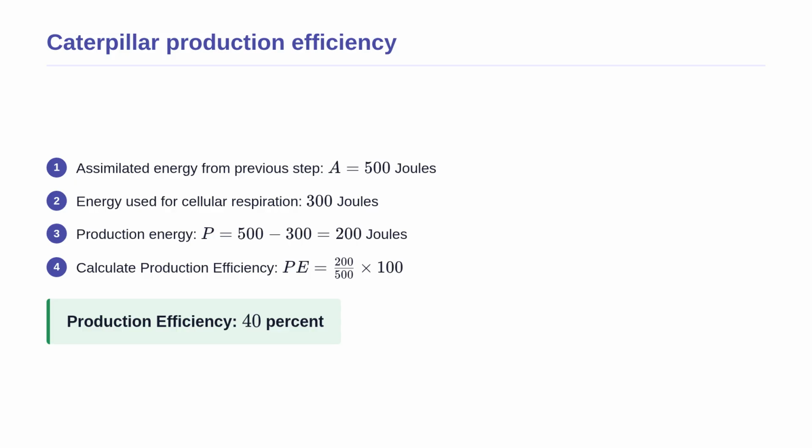Now, we divide the production energy of 200 joules by the assimilated energy of 500 joules and multiply by 100. The final answer is 40%. Physically, this tells us that out of the energy absorbed into its bloodstream, the caterpillar used 40% to grow bigger, which is a relatively high efficiency, typical for cold-blooded insects.